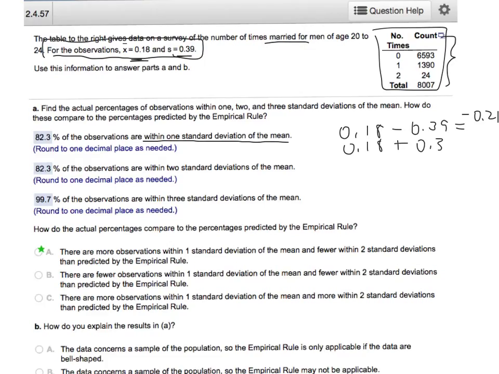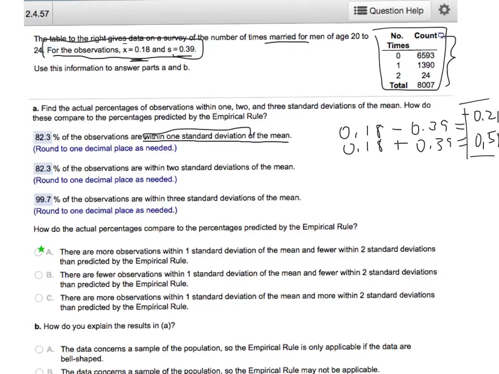We get the upper end by adding the standard deviation to the mean, which gives us 0.57. Okay, so within one standard deviation means between these two numbers. So what they want to know is what percentage of the observations are between negative 0.21 and positive 0.57.